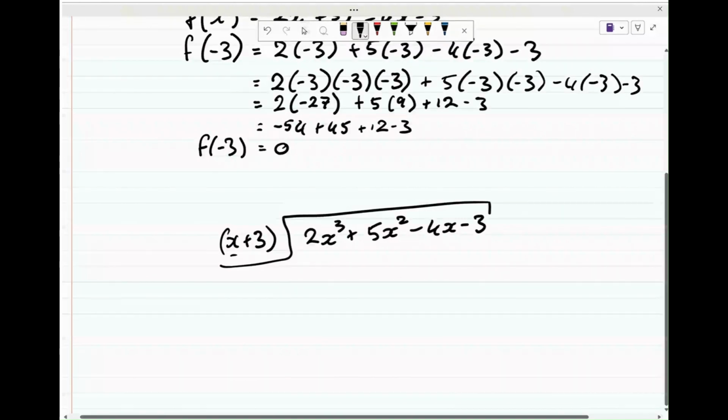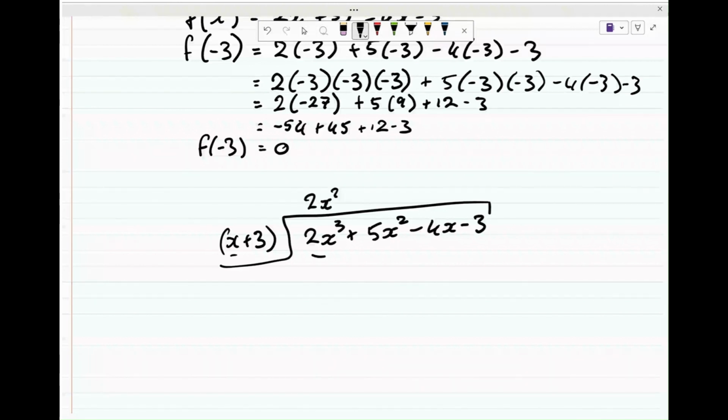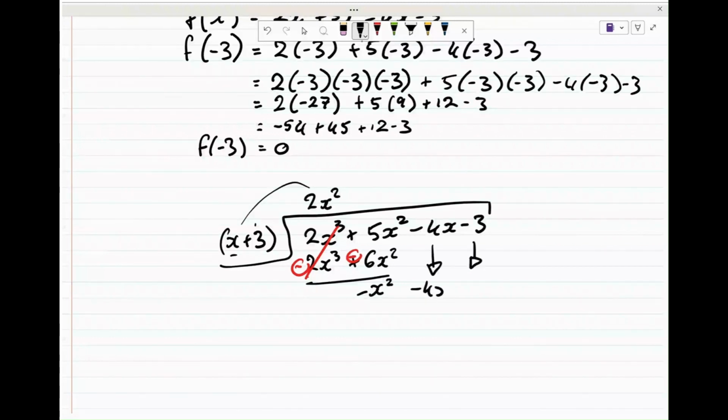So first term into the first term, x into 2x cubed is 2x squared. Multiply this back, 2x squared times x is 2x cubed. 2x squared times 3 is 6x squared. Change your signs. Add those two lines together, those will cancel. This will be minus x squared. Bring down your remainders. Minus 4x minus 3.